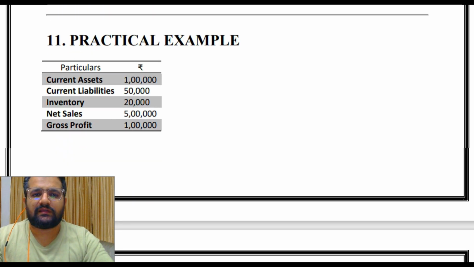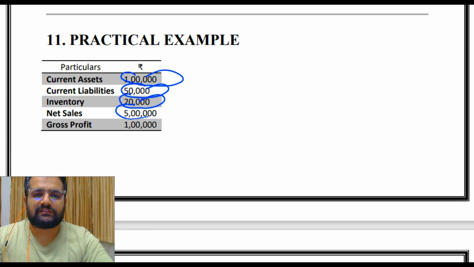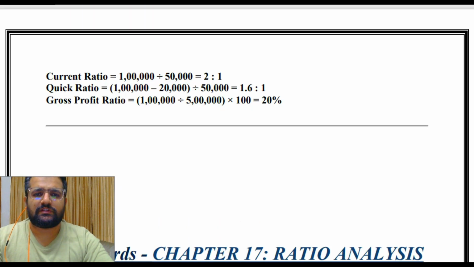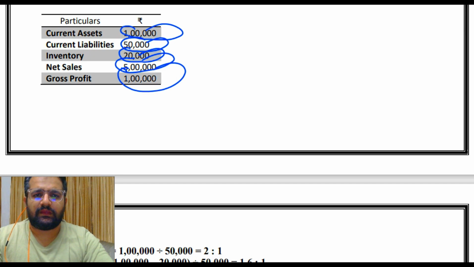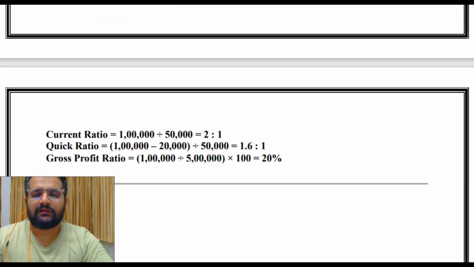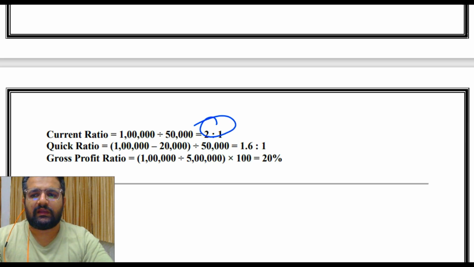Then one practical example: current assets is 1 lakh, current liability is 50,000, inventory 20,000, net sales 5 lakh, gross profit 1 lakh. Then our current ratio is 1 lakh divided by 50,000. Okay, current assets upon current liabilities is 2:1. Then quick ratio: 1 lakh minus 20,000 divided by 50,000 is 1.6:1. Gross profit ratio is 1 lakh divided by 5 lakh into 100, equal to 20%.